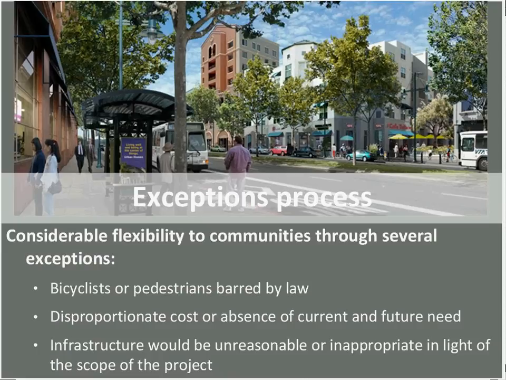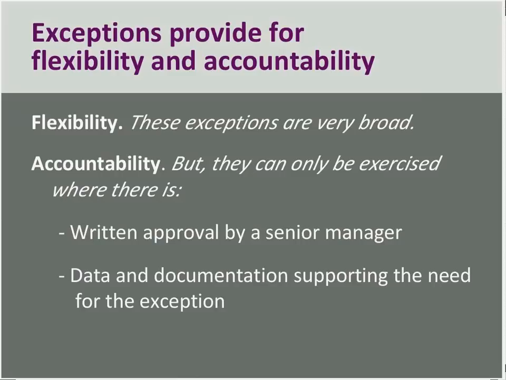Where the cost of putting in Complete Streets infrastructure would be disproportionate to the cost of the project that's planned, a community can choose to not include that infrastructure. Finally, there's a very broad exception, and that exception provides that if the infrastructure would be unreasonable or inappropriate in light of the scope of the project, a community can choose not to include it. And that might come up where a community needed the flexibility to not have to enlarge a street to put in a bike lane or a sidewalk, because doing so would destroy a local historic structure or would destroy habitat for an endangered species. Without that flexibility, a community might really be in a hard spot. So exceptions are very broad.